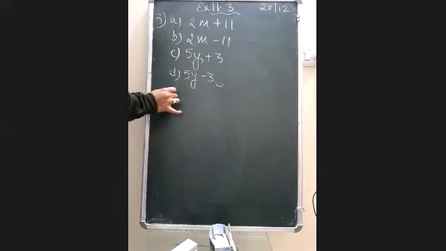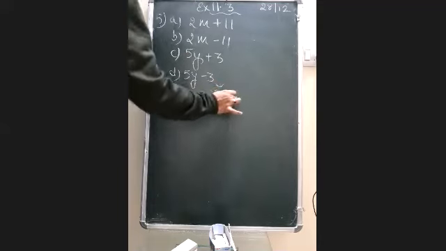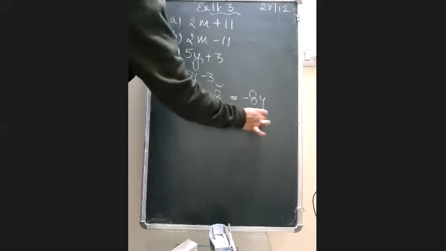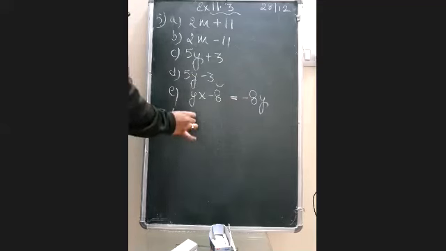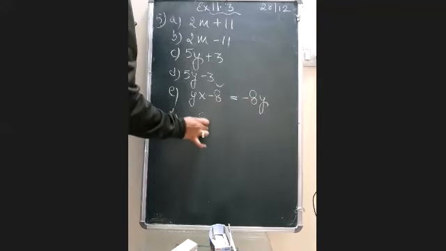Moving on to the next question, that is E. Here y is multiplied by minus 8. If you solve it, it would give us minus 8y. And I have already explained to you how minus 8y will come. Now moving on to the next question, that is question number F. That y is multiplied by minus 8. हमने already निकाल चुका है, that is minus 8y.